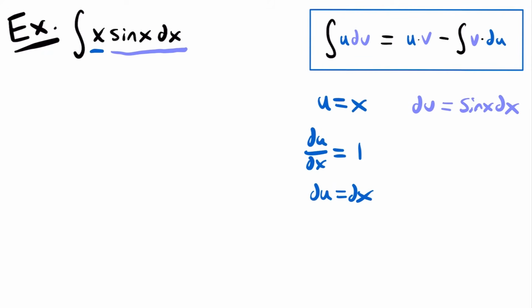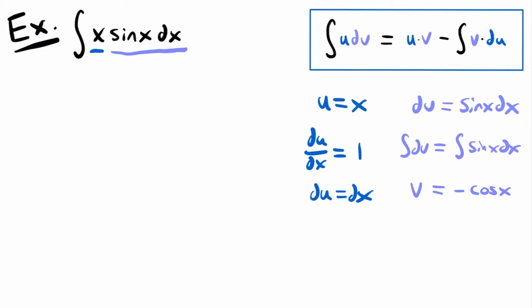Okay, and so now if we integrate dv, we will have that the integral of dv is equal to the integral of sine x dx. Now the integral of dv will just be v, and that will be equal to the integral of sine x. Now the integral of sine x is negative cosine, and so v will be equal to negative cosine x.